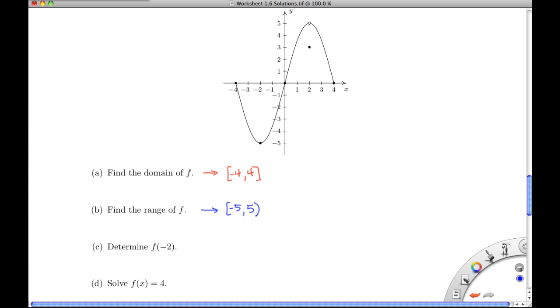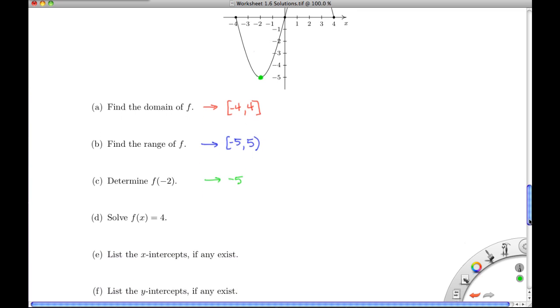Now we've got to evaluate our function at -2. So when x is equal to -2, what is the value of our function? Well, let's see. We're going to go to x equals -2 right here. Now, we want to figure out what the value of our function is at x equals -2. And we see that when x is equal to -2, our function has a value of -5. So because that's the point that we're looking at there, we're going to go ahead and take that as our value. So this is going to be equal to -5. So when x is equal to -2, y is equal to -5.